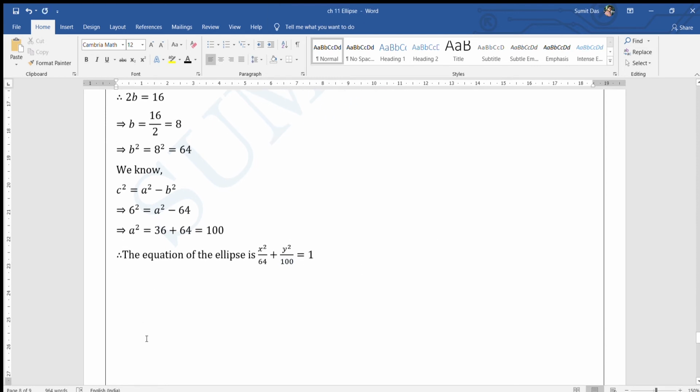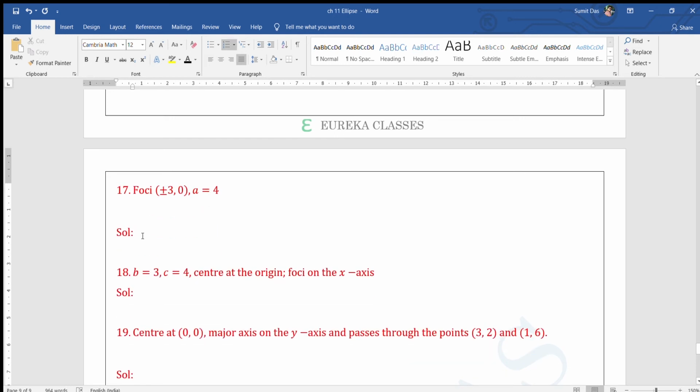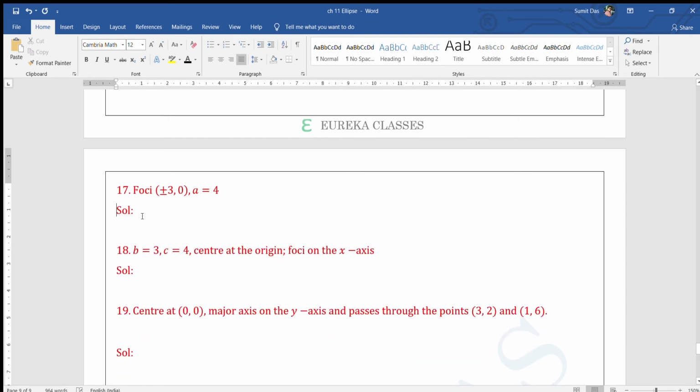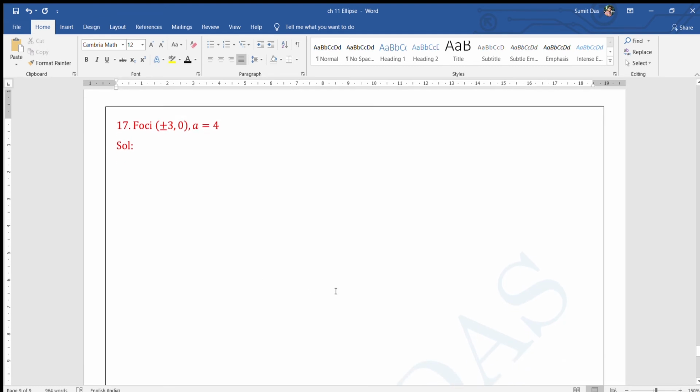Okay, now the next question, question number 17. These are direct questions. In question number 17, the foci are given as plus minus 3 comma 0, and a is directly given as 4. So the foci are c comma 0, right? This is a horizontal ellipse because the foci are 3 comma 0. So we have to write like this.